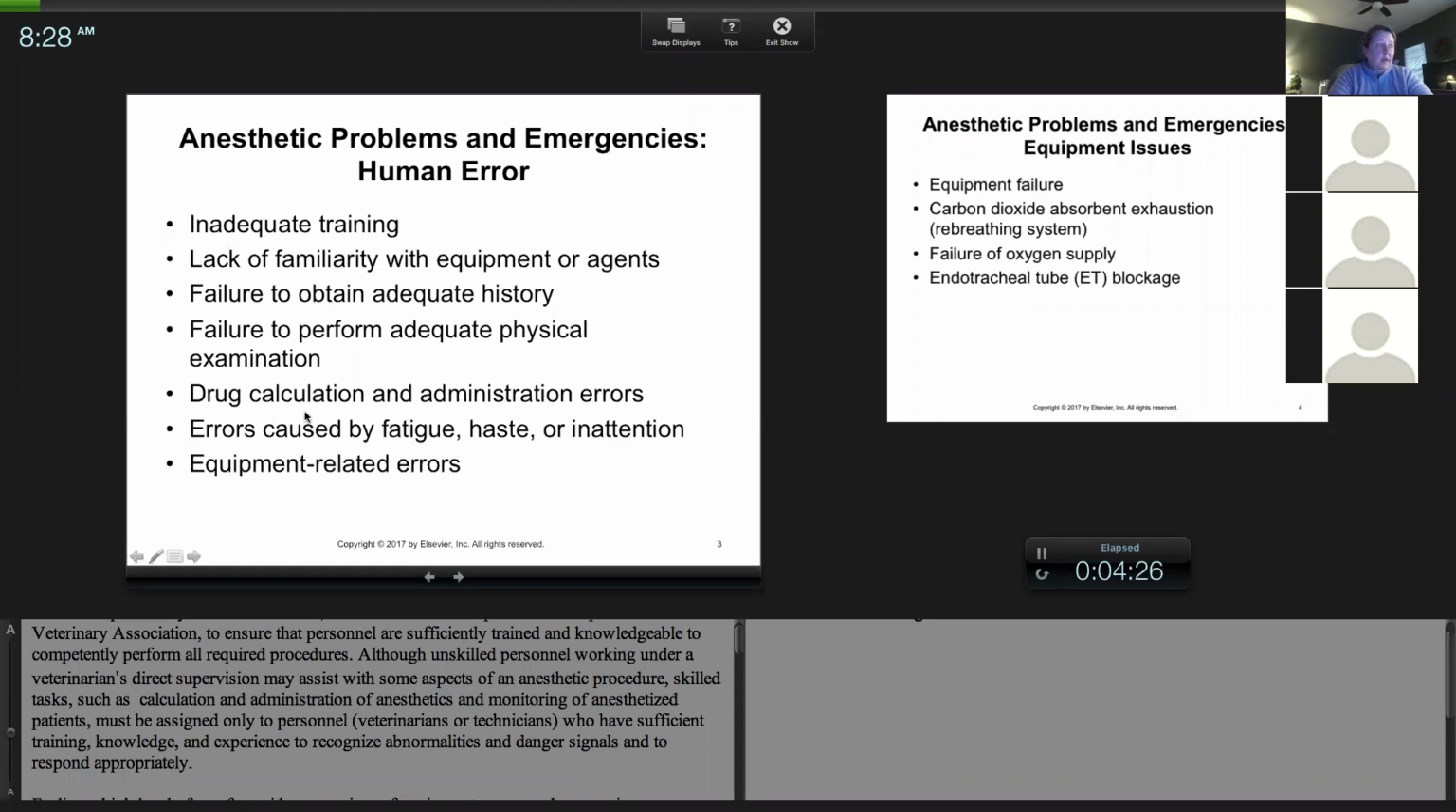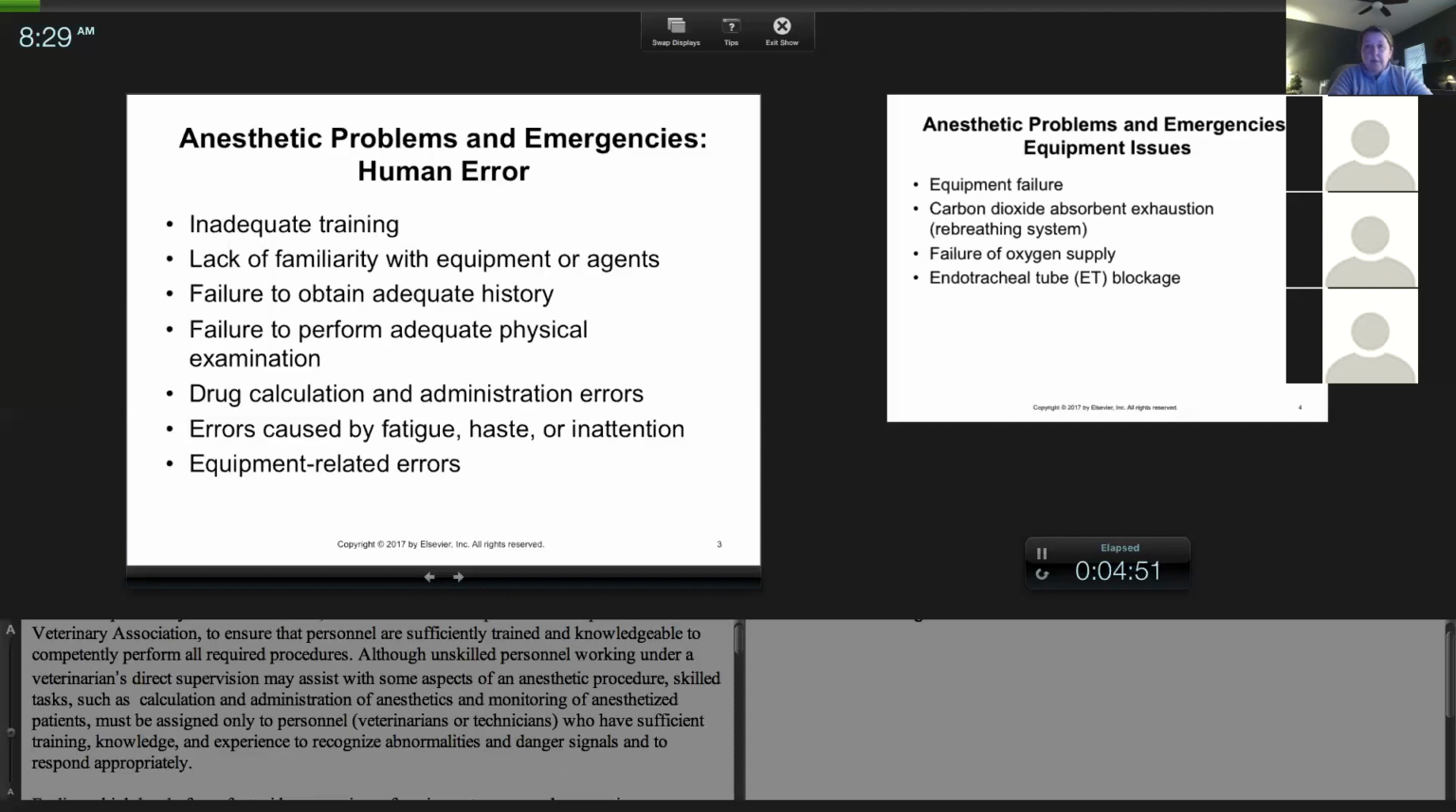This is big: calculation and administration errors, giving something via the wrong route or the wrong amount. You guys in surgery will have your calculations usually double checked. Then you will draw up your drugs and someone will check that you drew up the right amounts, and then you will mix them and give them.